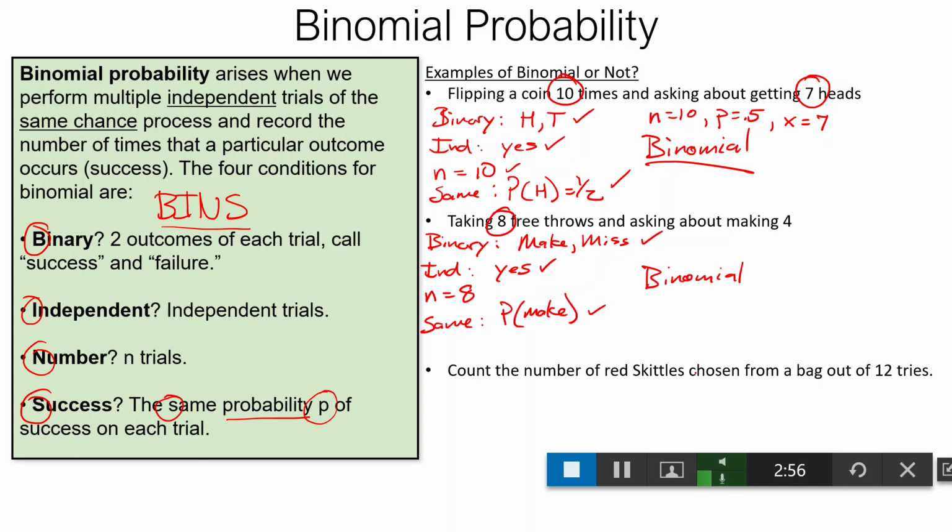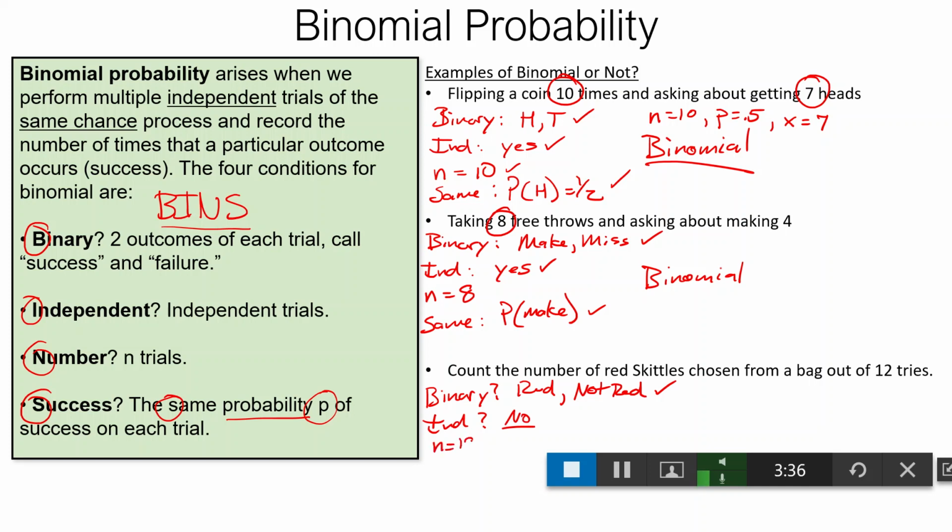Next up, count the number of red Skittles chosen from a bag out of 12 tries. All right, well, is it binary? So this is where it gets a little tricky. Well, we have red. We also have like 4 other colors, but we could just say all the other colors together are not red. So then we do have 2 outcomes, red and not red. Are they independent? Does what happens when I pick one affect what happens when I pick the next one? Well, actually might affect it a little bit. If we take out a Skittle, we're changing the total number of Skittles. If we take out a red one, we're also changing the total number of red ones. So this is actually a no.